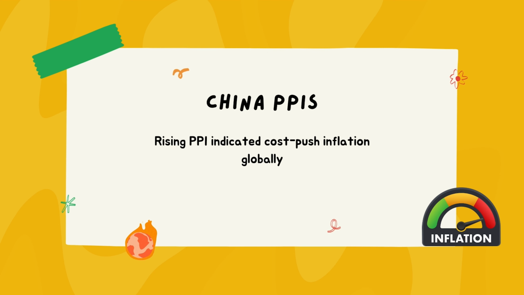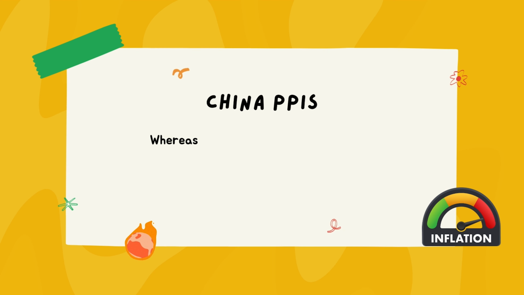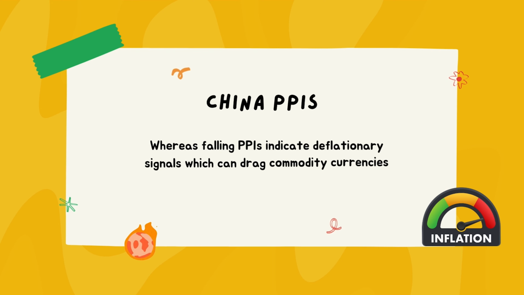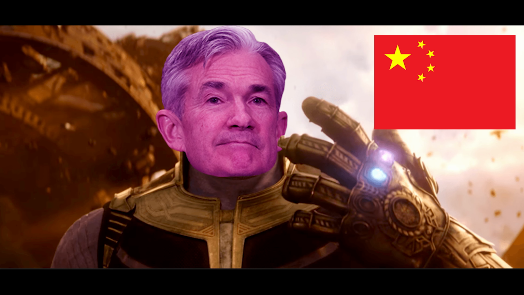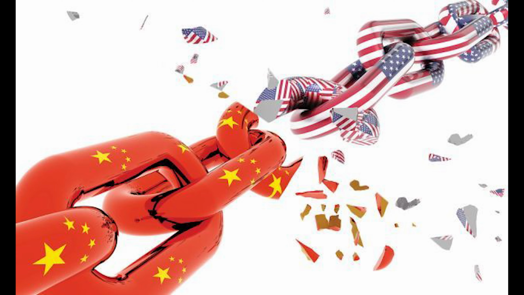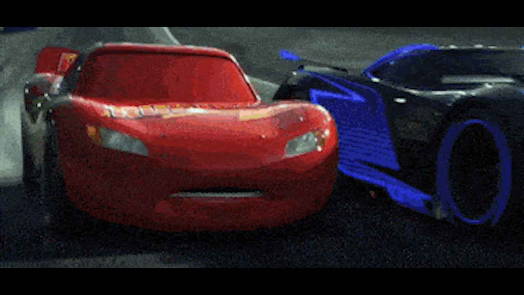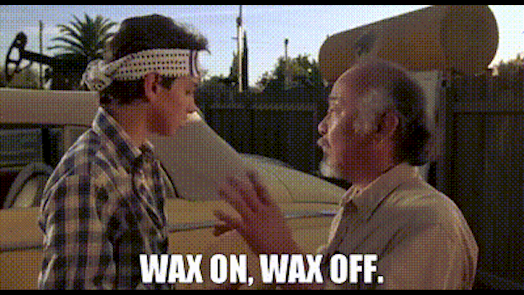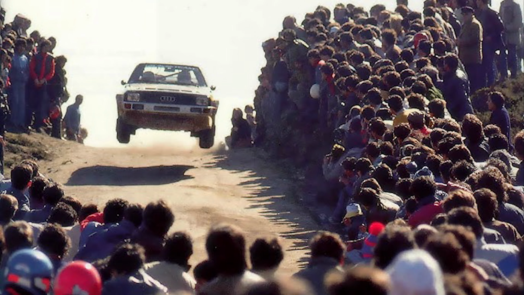PPI. Rising PPI indicates cost-push inflation globally, whereas falling PPI indicates deflationary signals, which can drag commodity currencies like the ones that we talked about lower. And lastly, policy announcements. Whenever China sees rate cuts, eases lending, or launches stimulus, AUD and NZD usually pump it up, because it means that China started hitting the gas again. Usually China causes a global chain reaction. When China slows, commodity demand drops, exports in these countries fall, their currencies weaken, and risk-off spreads throughout the markets. Flip the scenario. When China stimulates, these commodities rally, the currencies strengthen, and a risk-on mood returns.